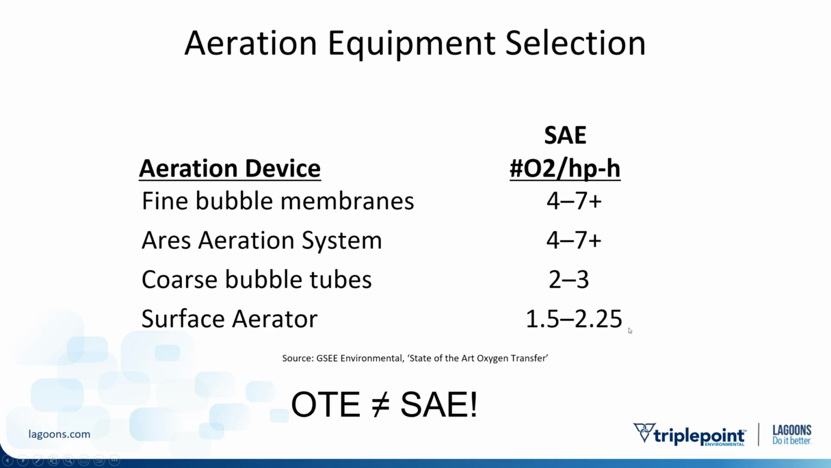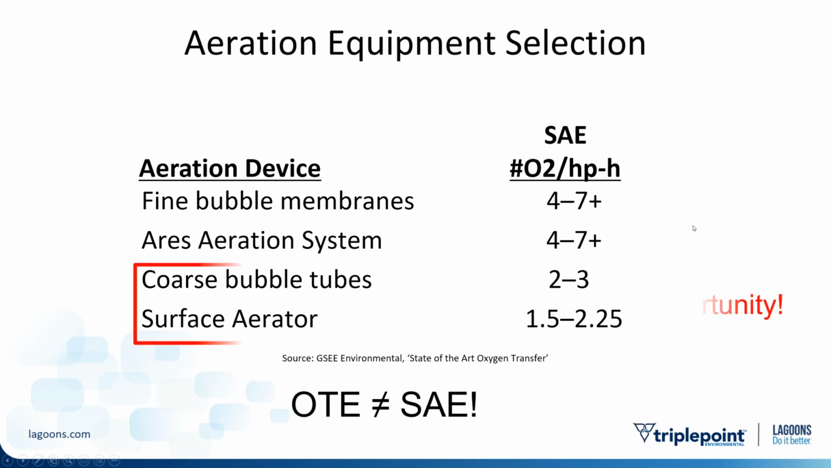And to clarify, this is standard aeration efficiency. How many pounds of oxygen per horsepower per hour are we imparting into the wastewater? And this is a pretty important number because it's not just how efficient are we at transferring oxygen, which is OTE, it's how efficient are we transferring oxygen in relation to the energy required to do that. We're bringing horsepower into the equation. And this is why standard aeration efficiency is a better measure of efficiency.